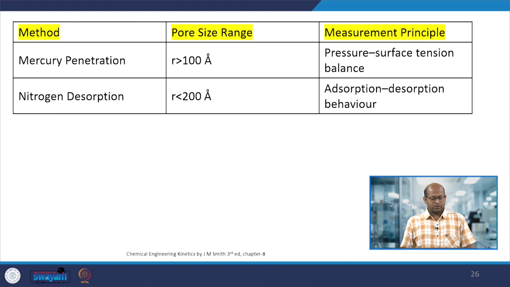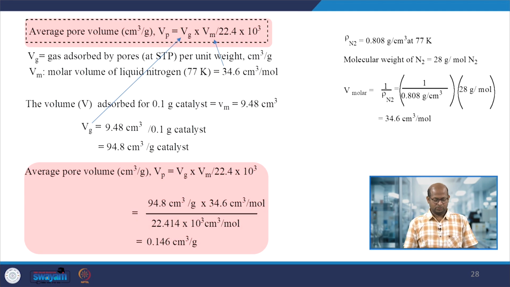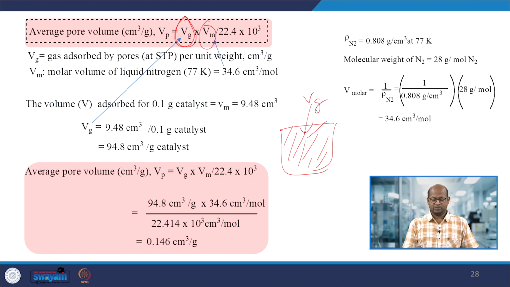Here is the average pore volume. As you can see, the average pore volume we can find out. This is the molar volume of the liquid nitrogen, and this is the amount of gas adsorbed. From the BET experiments we can find out the amount of gas required to fill all these pores. So if this pore is there, this volume of gas, that is Vg, we can easily know from the BET experiments.